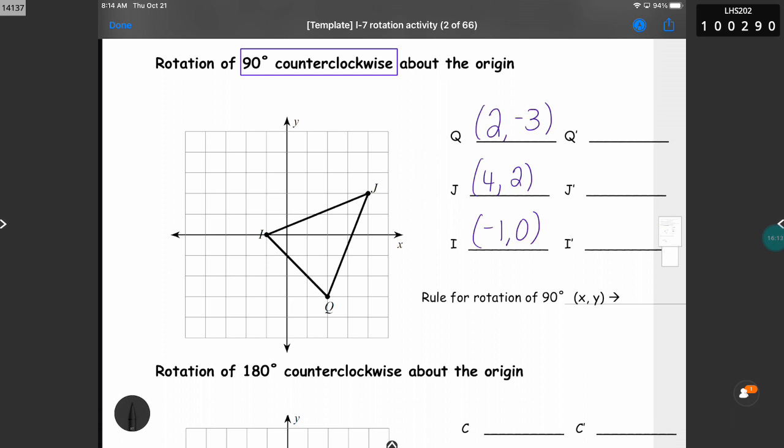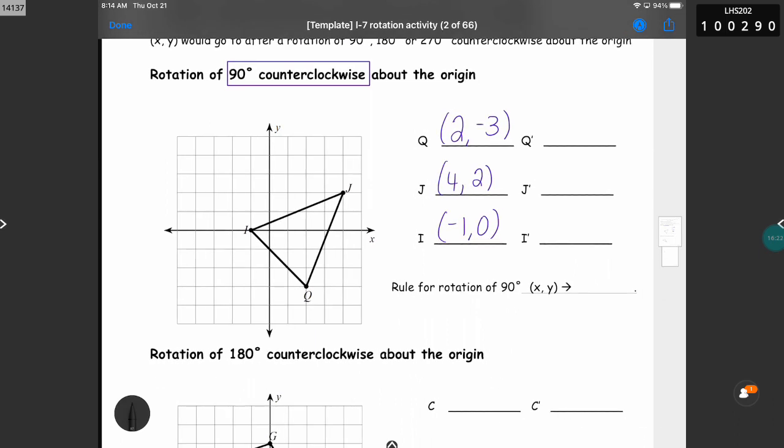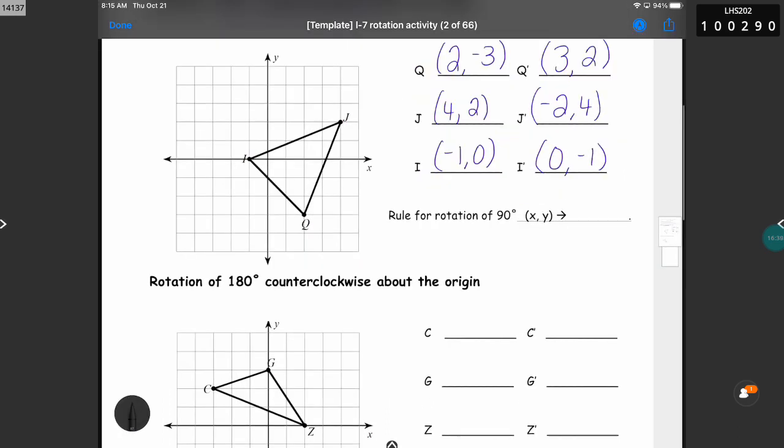All right, let's see. What did we say Q prime was? The first one. Q prime should have been 3, 2. Shouldn't have a negative in there. Okay, what should J prime be? -2, 4. And what should I prime be? 0, -1. So my rule here would be (-y, x). Okay? All right.